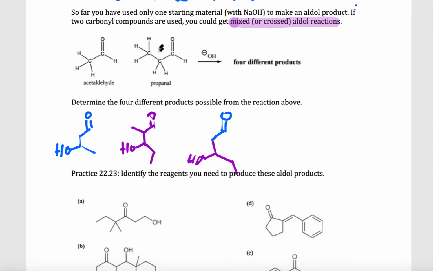Now let's reverse the roles. Let's say that this hydroxy group took the hydroxide ion, took this hydrogen. This becomes my nucleophilic carbon and that attacks here. What would my aldol product be then? All right, so this is what I get then.